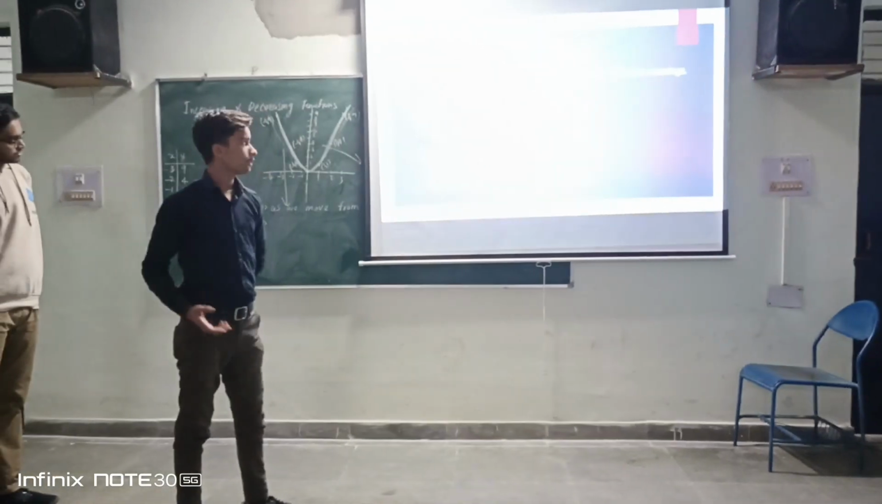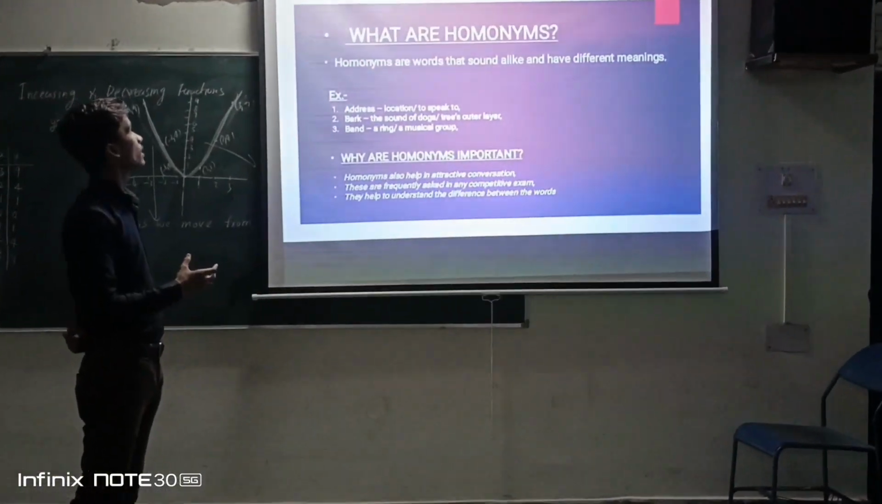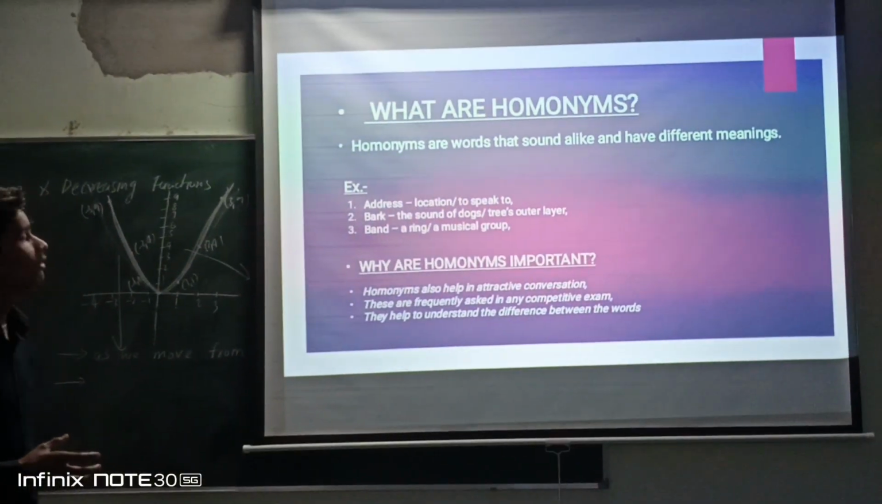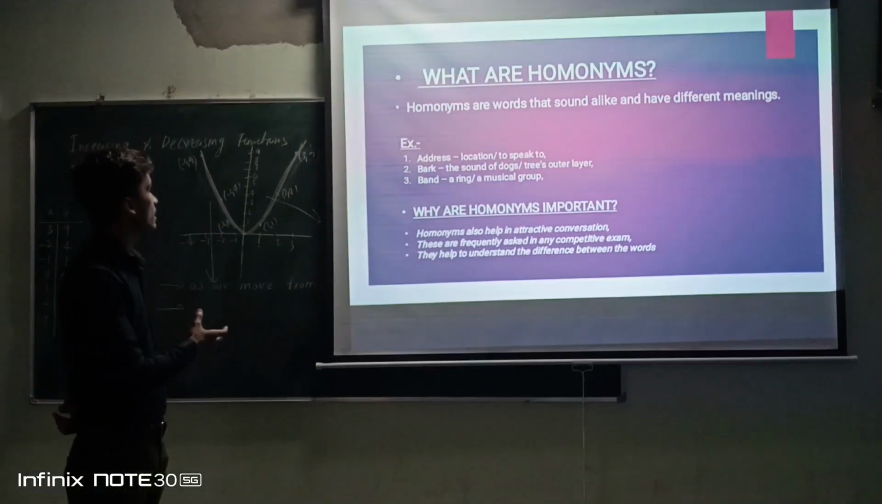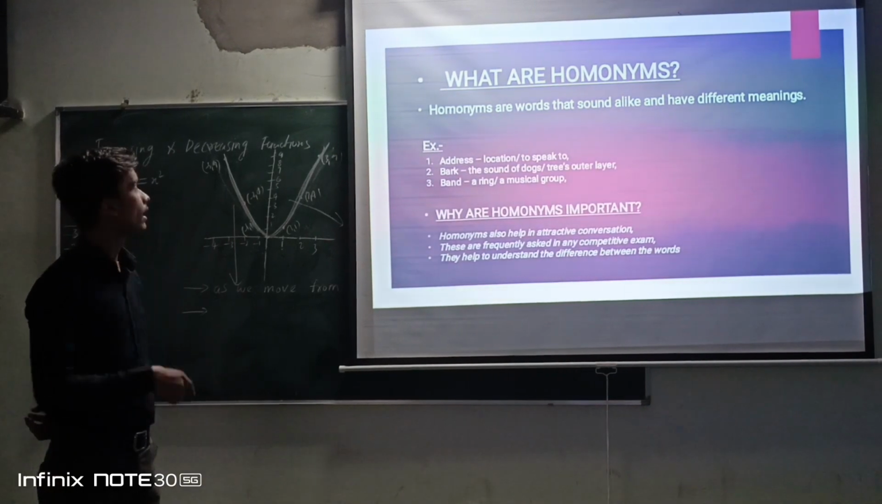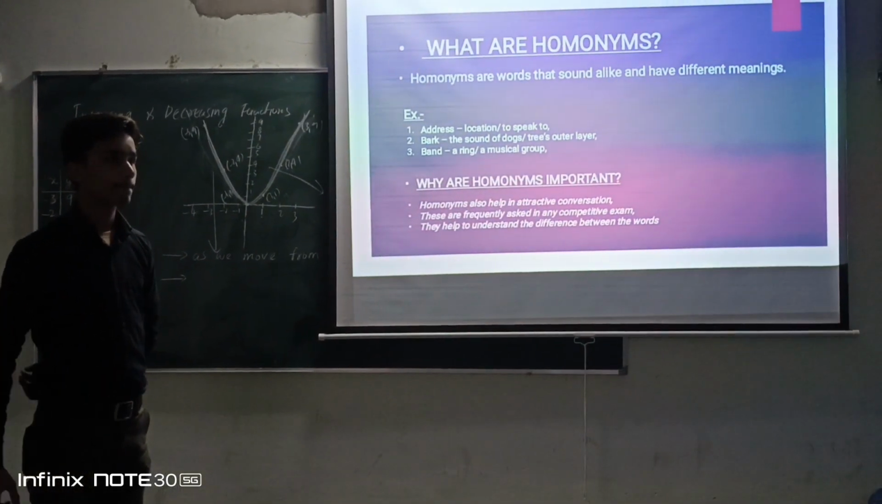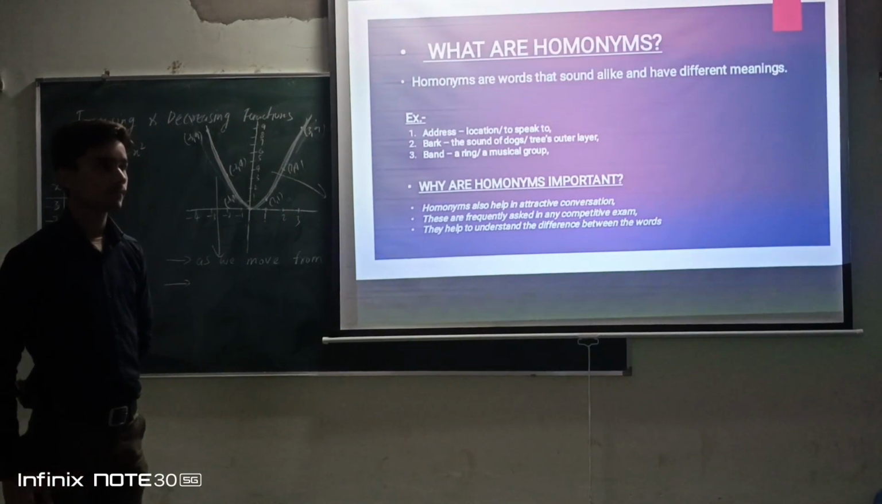What are homonyms? The next thing is what are homonyms? Homonyms are words that are spelled alike and sound alike, and have different meanings. For example, address. There are two meanings of address. The first meaning is location. The other meaning is to speak. In homonyms, the spelling is also the same.